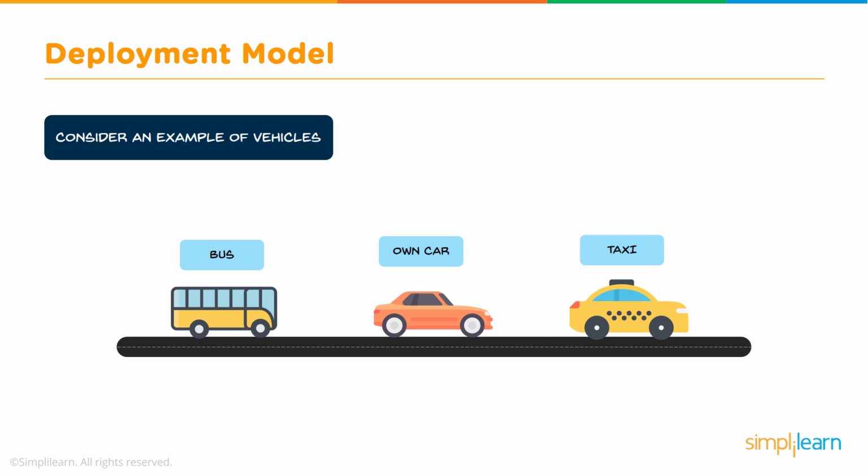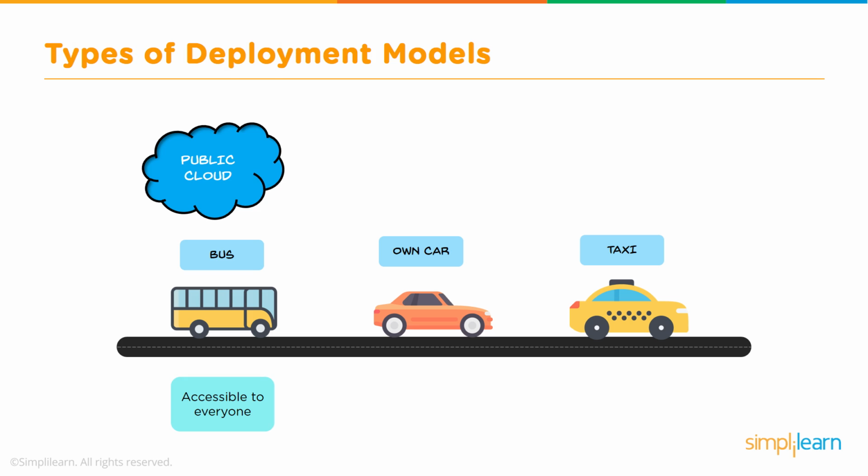It'll be easy for me to explain, and also easy for you to understand, if I walk you through an example. Consider the different types of vehicles we use to commute from one place to another. If I want to travel, I can pick a bus which is accessible to anyone. I get in and I pay for the seat that I occupy, and I pay for the time that I will be traveling in it, and I'm done. Cost is very less here. A similar kind of thing happens in the public cloud. I pay only for the resource that I use, and I pay for how long I use it. If I use less, I pay less. If I use more, I pay more for that month.